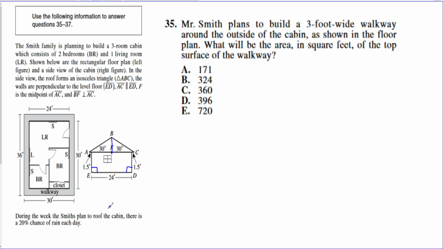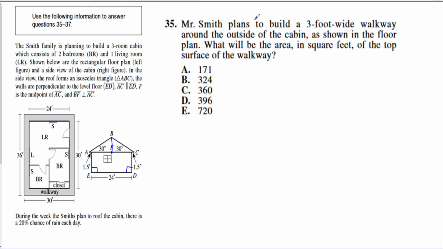During the week, the Smiths plan to roof the cabin, and there's a 20% chance of rain. So a lot of information. We're probably not going to use it all for each of the questions, but we may use little parts of it for, remember, there's 3 questions here. So let's start off with the first one.